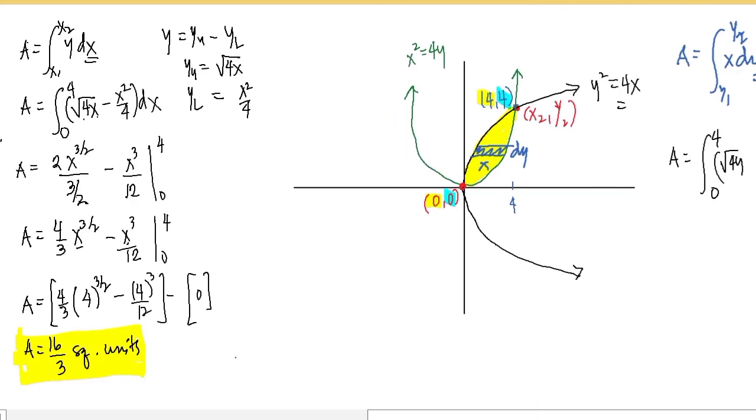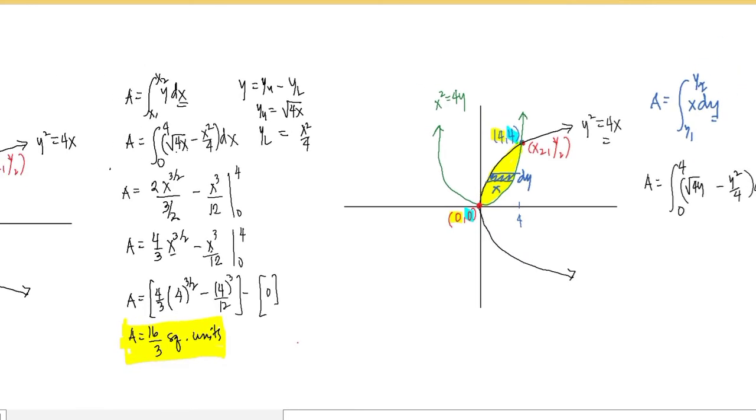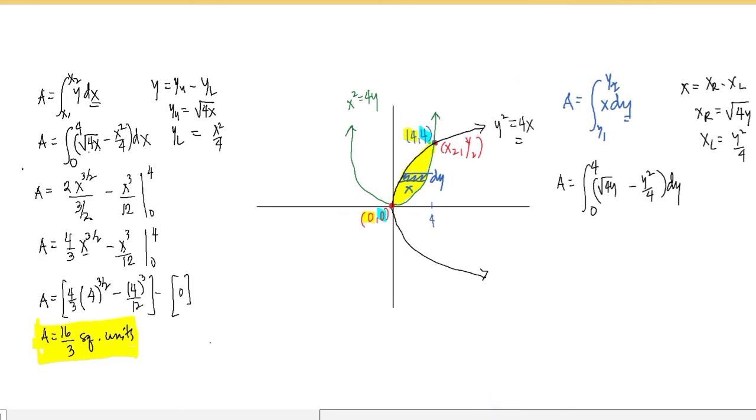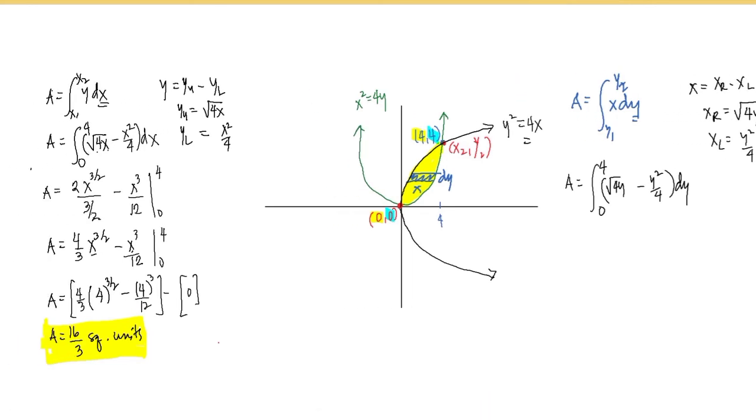Pansinin ninyo yung equation natin kanina. Kung i-compare natin yung equation na to sa equation natin kanina, ay pareho lang kasi dito square root of 4x, sa kanya square root of 4y. Dito ay x squared over 4, y squared over 4, dy to, dx to. Limit natin 0 to 4, limit natin 0 to 4.